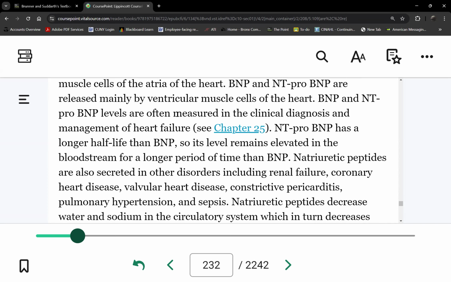Okay, let's read on. So what will trigger the release? Fluid deficit or fluid overload? Fluid overload. Now, particularly, which part of the body released BNP? The ventricles of the heart. Now, what will exactly trigger this? It is actually the stretching of the heart muscle.